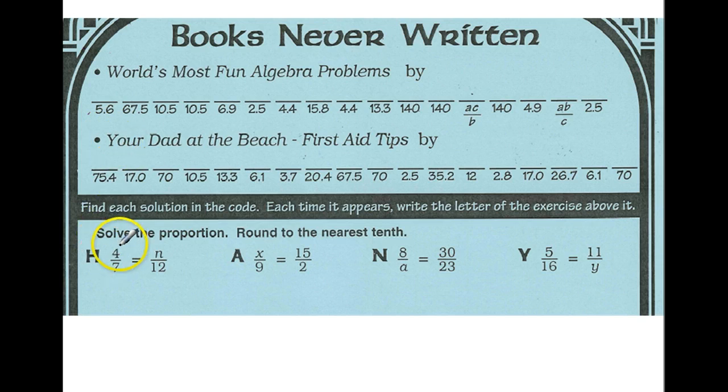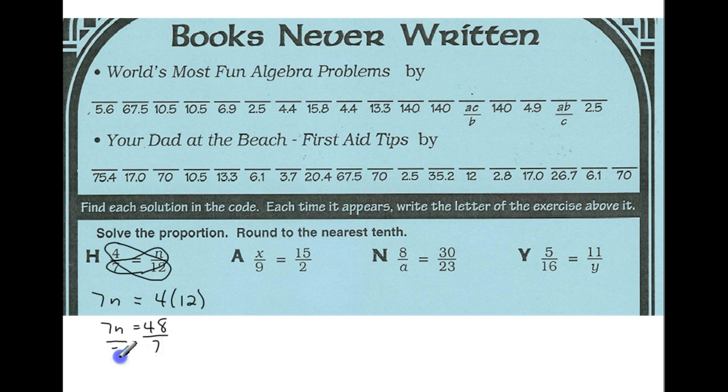Hopefully you learned last year that in proportions the cross products are equal to each other. What that means is that 4 and 12 are across from each other. So if I multiply those two together, hence the name cross products, because I'm multiplying two things across from each other, that will be equal to the product of 7 and n. So I'm going to write 7n is equal to 4 times 12. 7n is equal to 48.